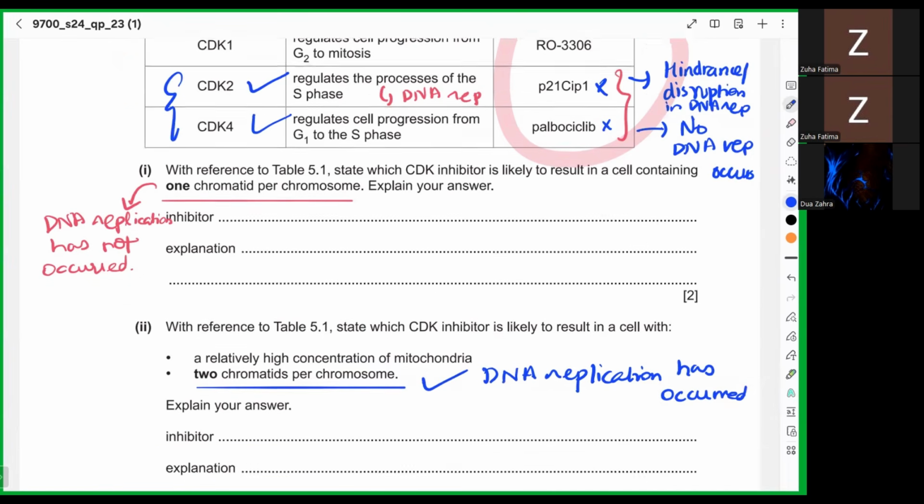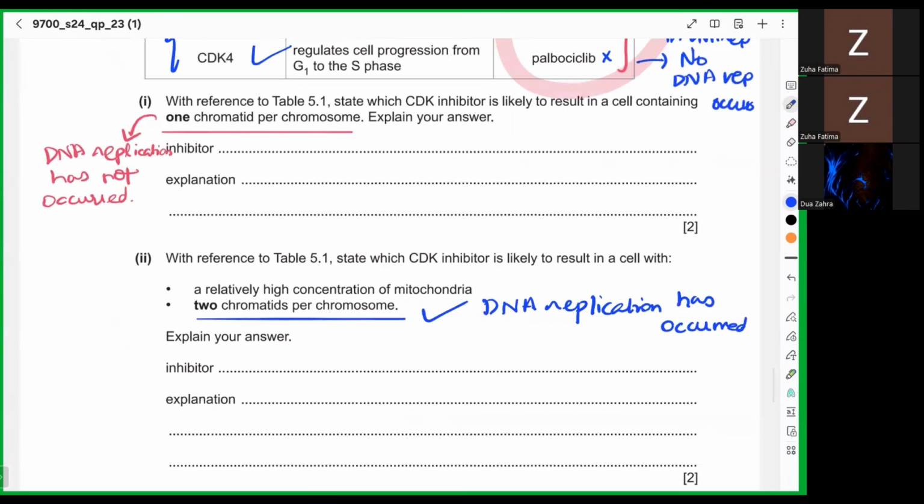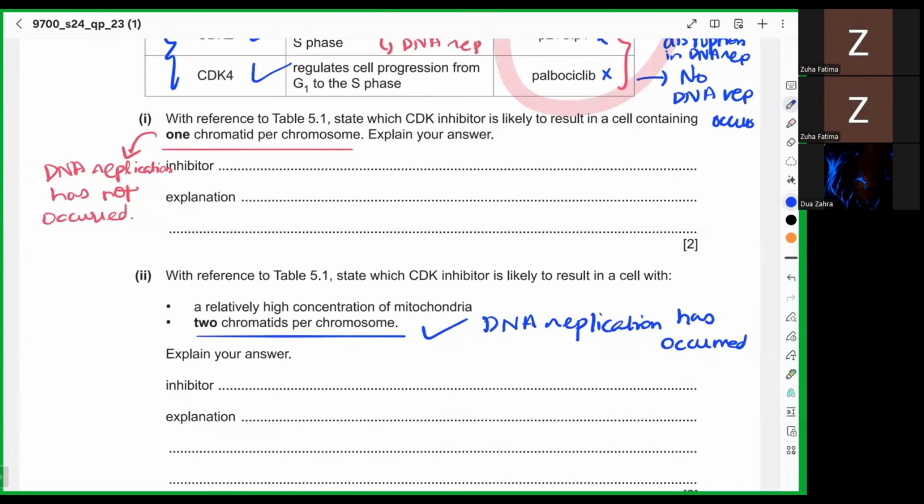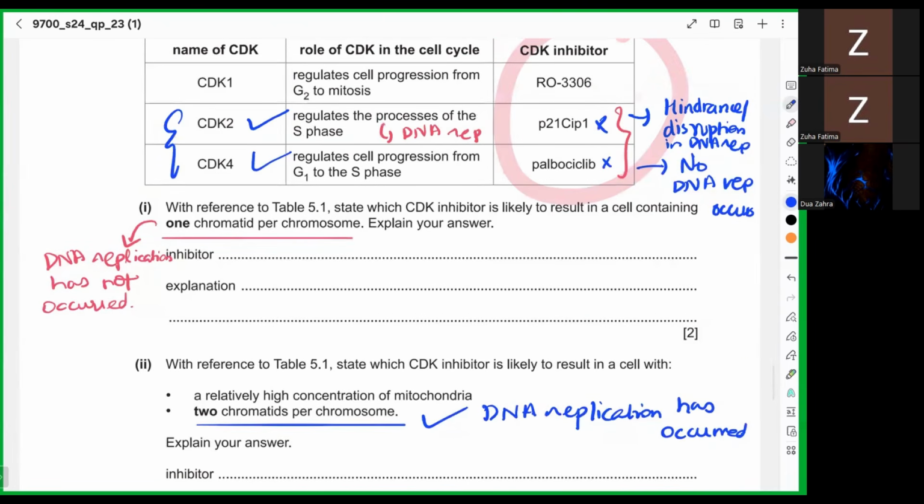So, with reference to table 5.1, state which CDK inhibitor is likely to result in a cell with 2 chromatids per chromosome. ये तो हमें समझ आ गया कि हमारे पास दो क्रोमेटिड्स पर क्रोमोसोम तभी होंगे जब हमारे पास डीएनए रेप्लिकेशन इनहिबिट नहीं होगी. सो हमारे पास दिस इज आउट एंड दिस इज आउट. सो ऑब्वियसली RO3306 अगर इनहिबिट कर रहा है तो हमारे पास उसकी इनहिबिशन की वजह से डीएनए रेप्लिकेशन पर कोई फर्क नहीं पड़ेगा, एंड देयरफॉर वी वुड बी हैविंग 2 chromatids per chromosome.